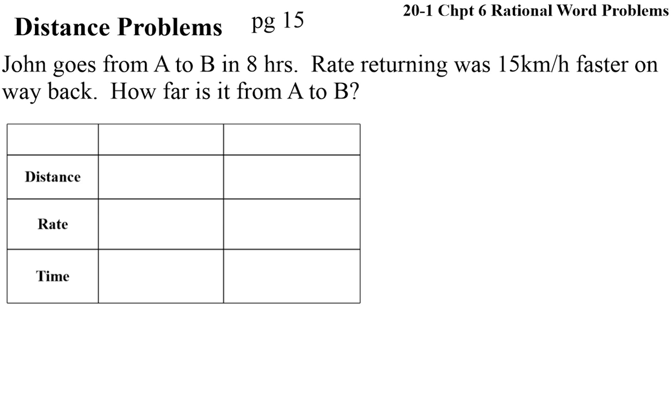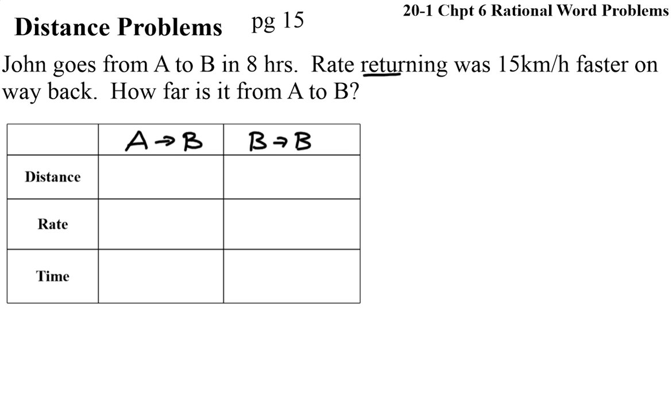John went from A to B in 8 hours. Rate returning was 15 kilometers per hour faster on the way back. So, what do we know? Well, what are the two things we're doing? We're going from A to B, and then we're going from B to A because it talks about returning. So he goes from A to B in 8 hours. So how does that help us? Is there anything else we can put in there about that?